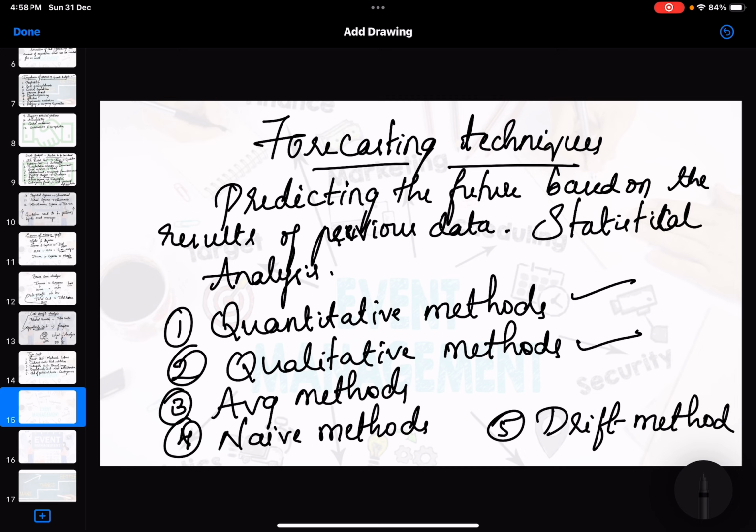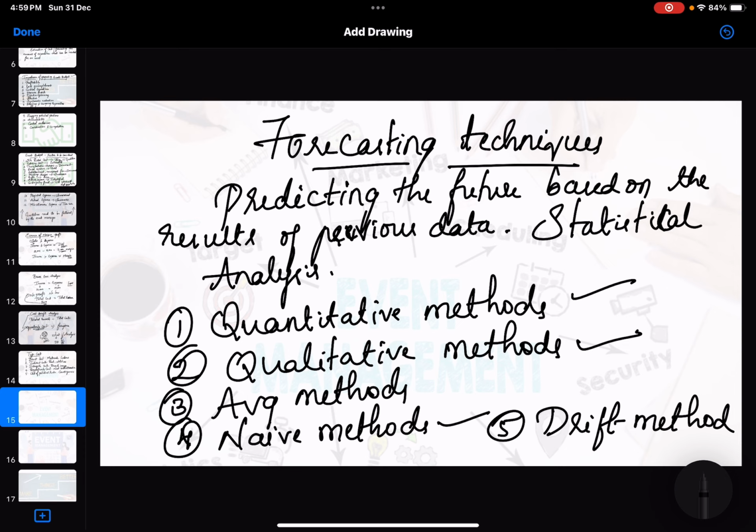Under the average methods, you take the average of both qualitative and quantitative. Then the naive method is a straightforward technique, I must say. This assumes that you will continue to perform as you have in the past. That means you're not going to change at all. Whatever data you have in your hand, you are going to continue with the same. That is the naive forecast.